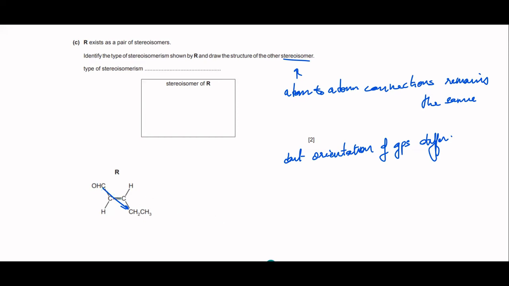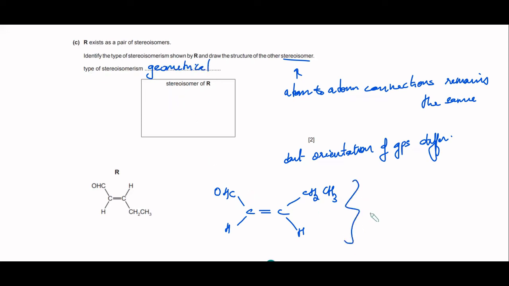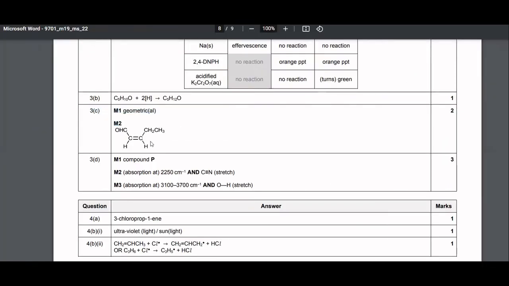I can have another isomer where instead of having these two hydrogens opposite, in the isomeric molecule, I can have them together, on the same side. So C double bond C has both the hydrogens together. Obviously, the CHO group and the CH2, CH3 group will be on the same side. These two isomers are called geometrical isomers. So the type of isomerism is geometrical. And this is the stereoisomer of R. This is the answer as per the marking scheme.